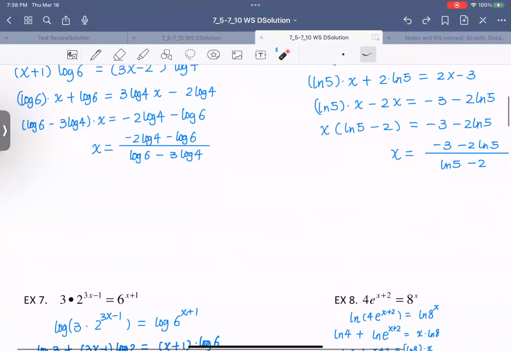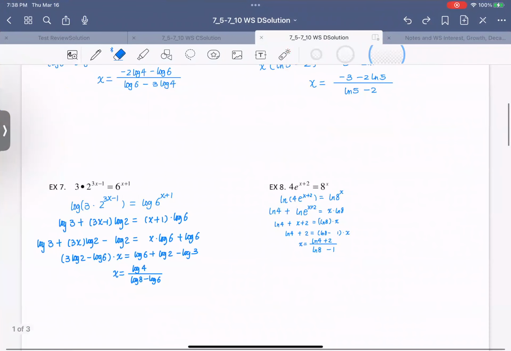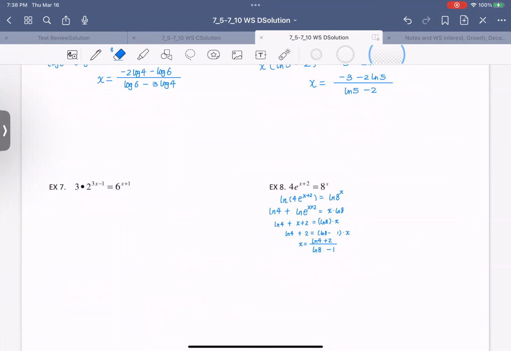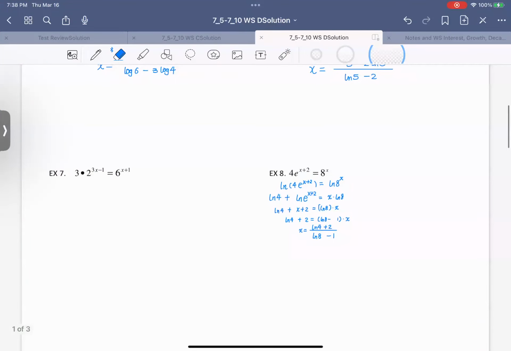Who wants to try next? Number 7. Does everybody understand how to do this? Nobody wants to try? Then do it by yourself. Number 7. Send me your work when you finish.